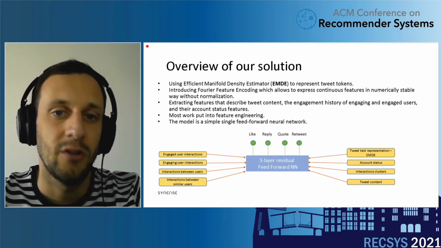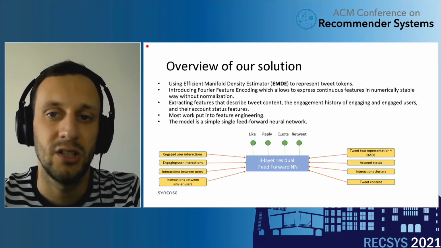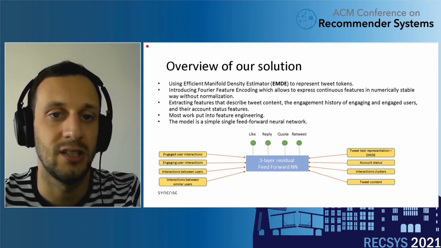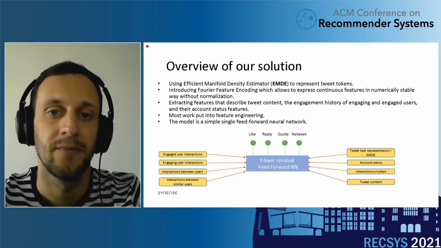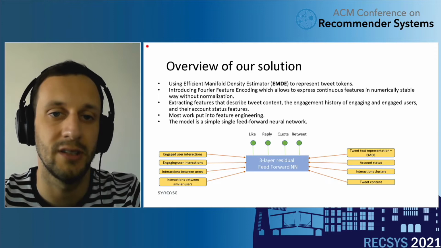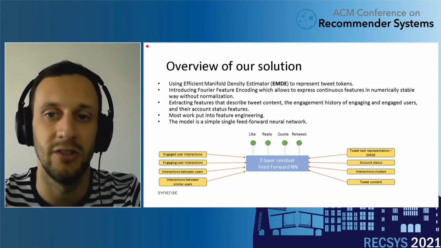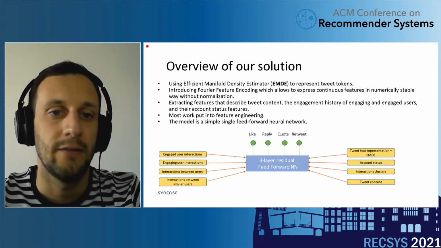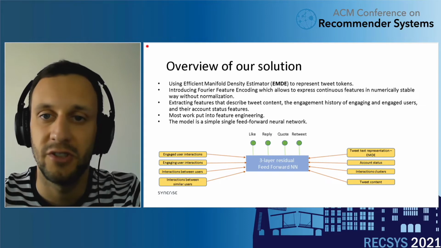Other inputs to the model are a tweet text representation, account status features such as the number of followers of each user, interaction clusters, and tweet content such as the presence of additional content such as image, video, or GIF. And in the following slides, I will describe these features in detail.